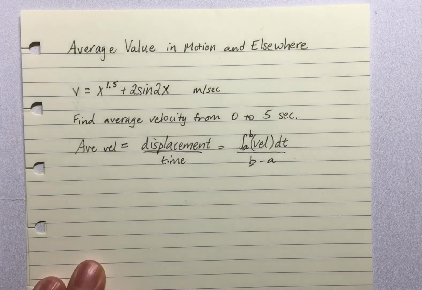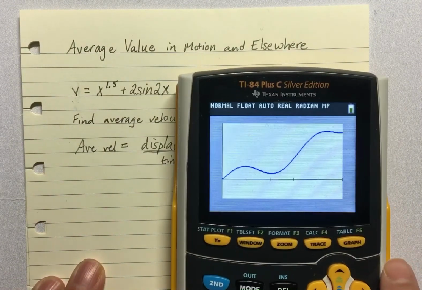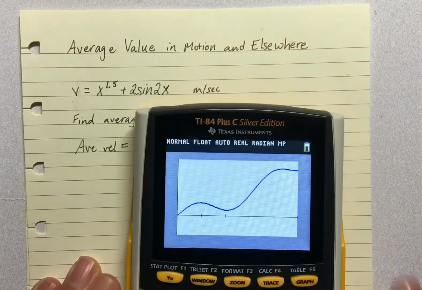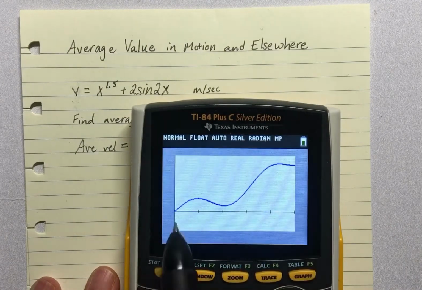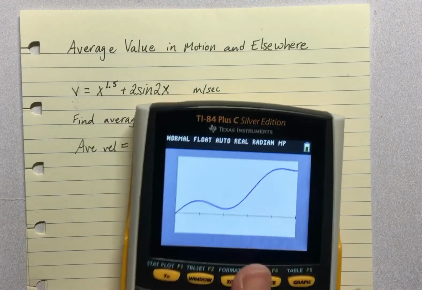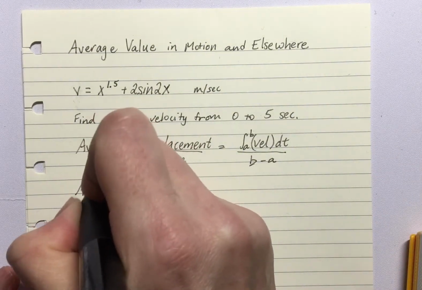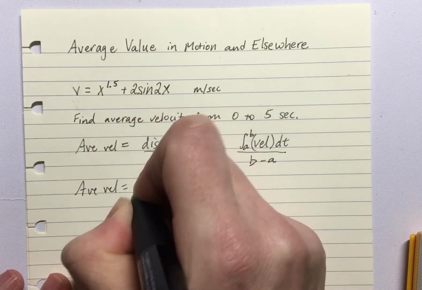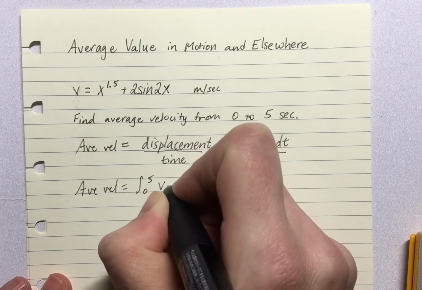So let's take a look at this. Here is the equation that I've graphed. This is x to the 1.5 plus 2 sine 2x, and let's say this is some velocity in meters per second. My graph is going from 0 to 5 seconds. So if we want to know the average velocity of this, all we need to do is integrate from 0 to 5 seconds of that velocity.